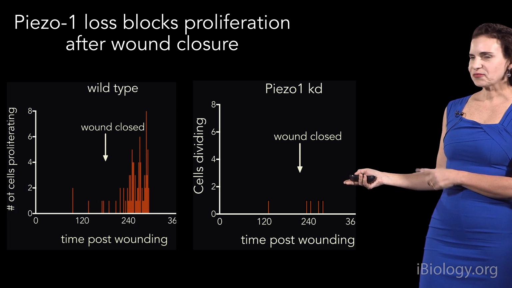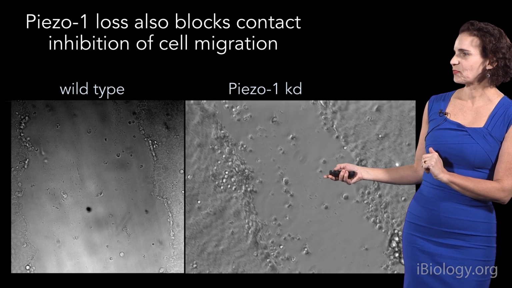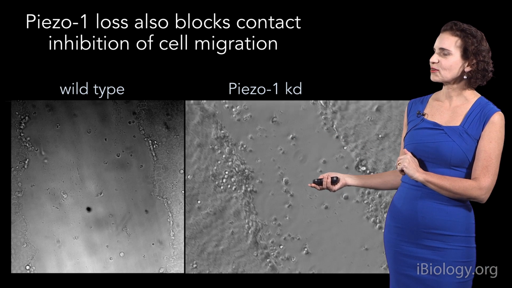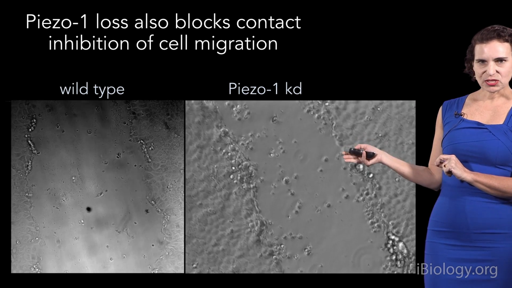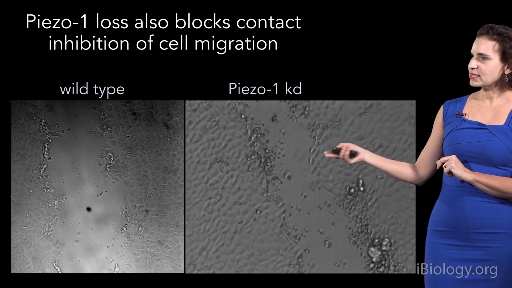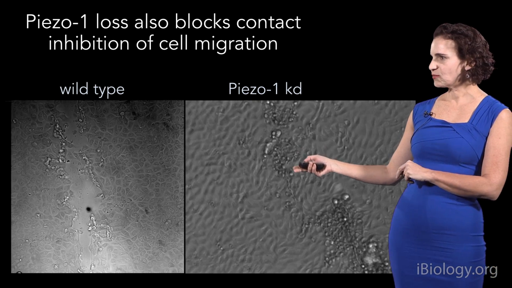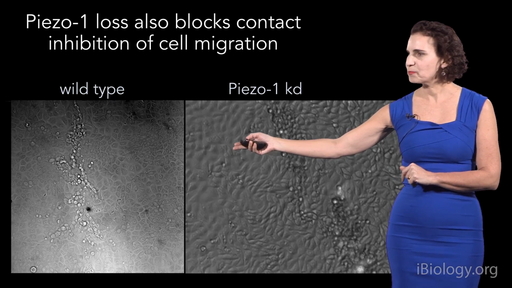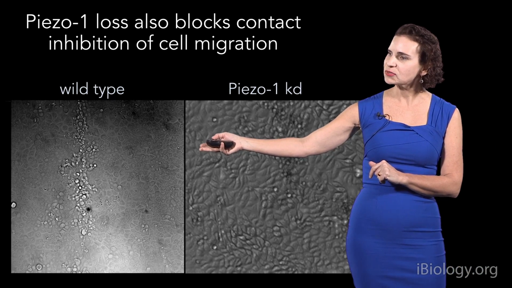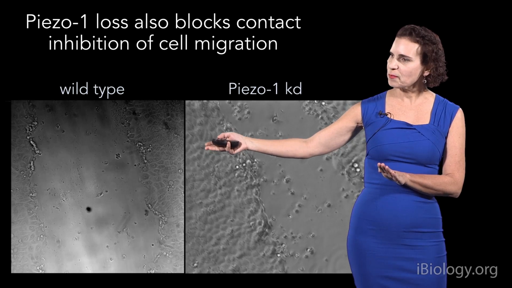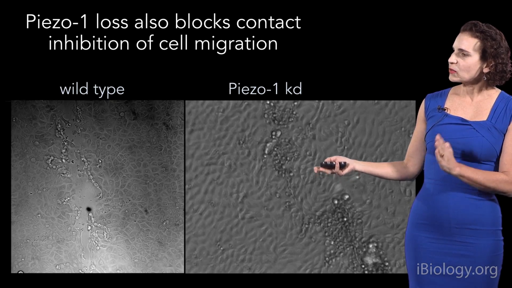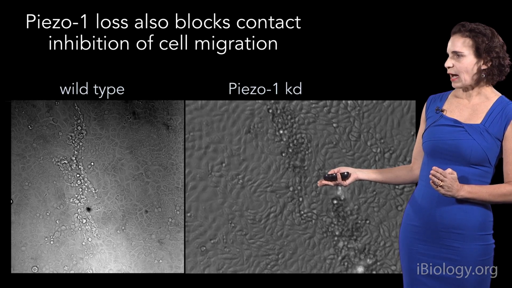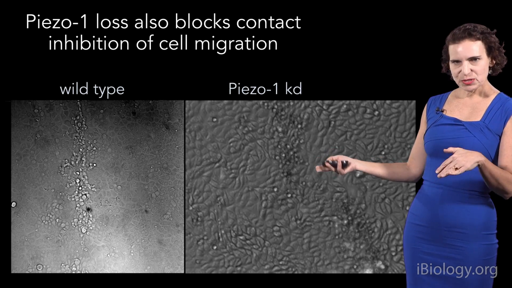Another interesting thing we found as a side while we were watching this wound closure is that piezo knockdown disrupts the inhibition of cell migration. So you can tell now, if you're watching these two movies together, the wild type monolayers will crawl and close, and once they close, they stop migrating. However, the piezo knockdown cells had no problem closing that gap, but once they did, they kept migrating.